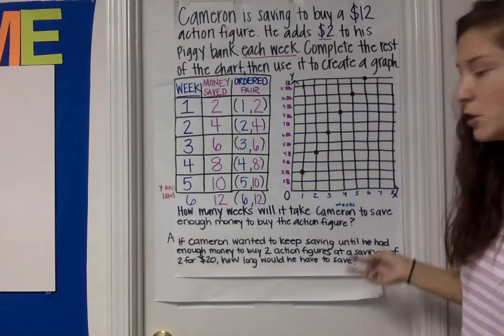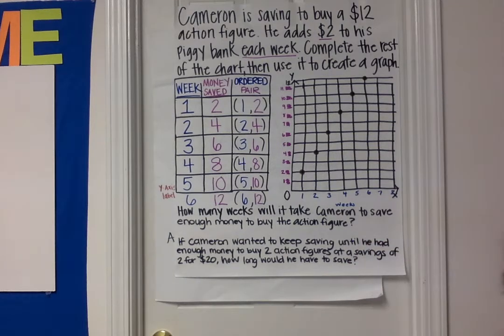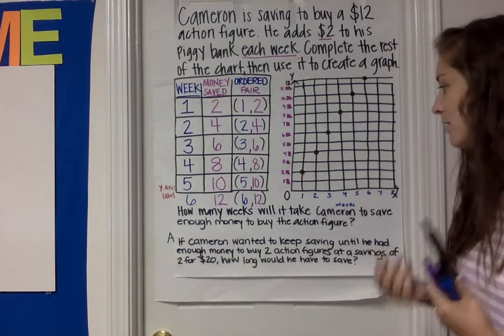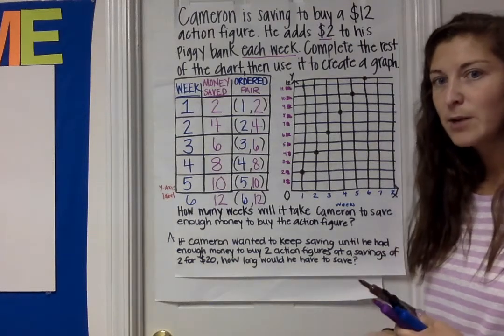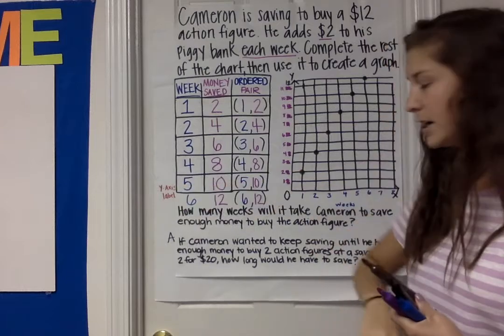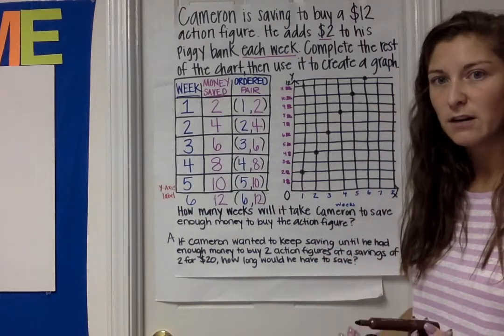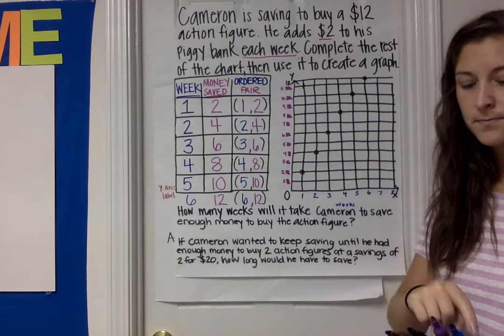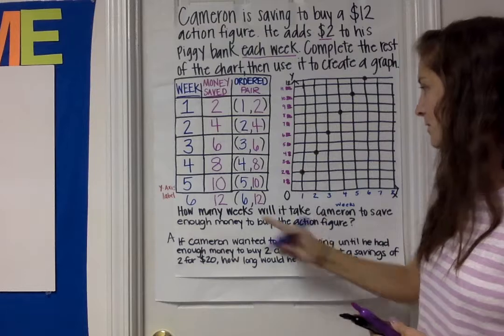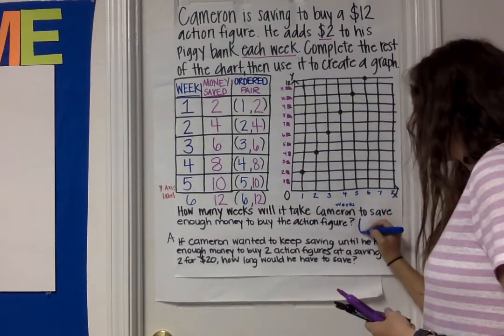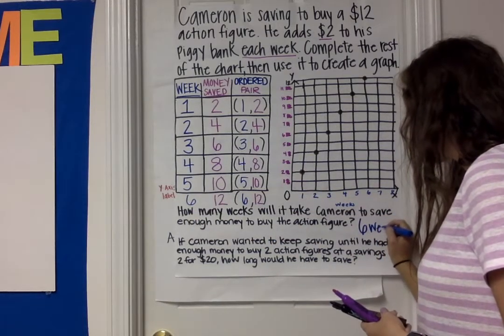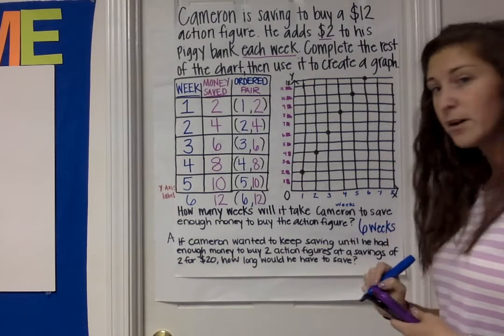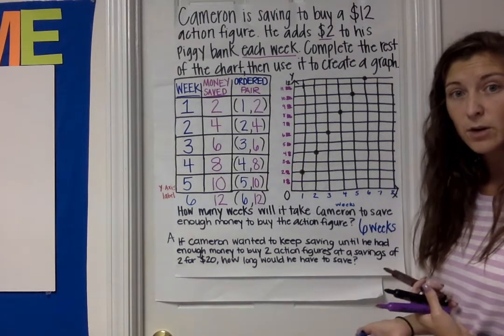Okay, so now we have 2 questions down here to answer. The first question says, how many weeks will it take Cameron to save enough money to buy the action figure? How many weeks? Well, I need to look at my weeks column over here, and he's trying to save $12. So under which week did he save $12? If you said week 6, you are correct. So I'm going to write 6 weeks down there, making sure that I have it labeled with weeks so I know what you're talking about.